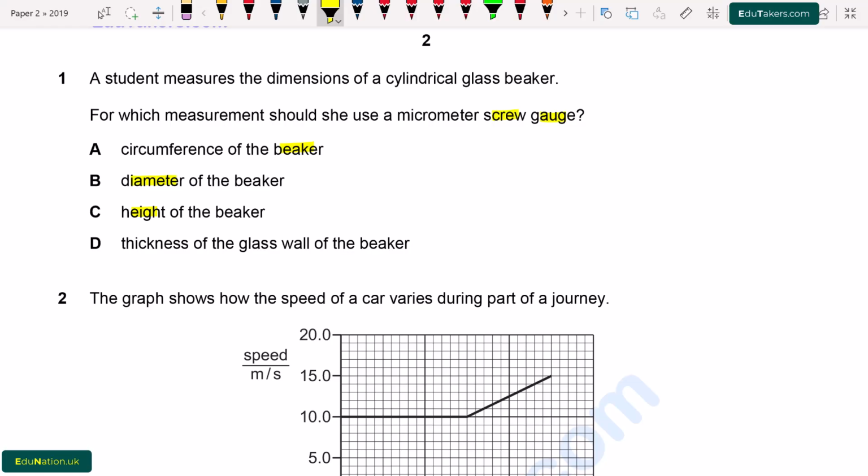So micrometer screw gauge is basically used for the measurement of the thickness. So here the micrometer screw gauge is used for the measurement of the thickness of the glass wall of the beaker. So option D is correct.